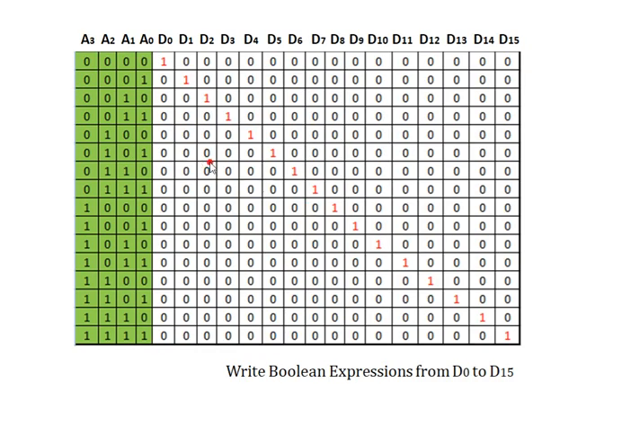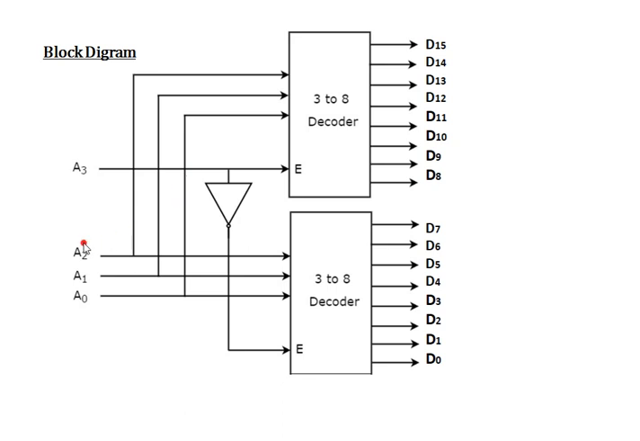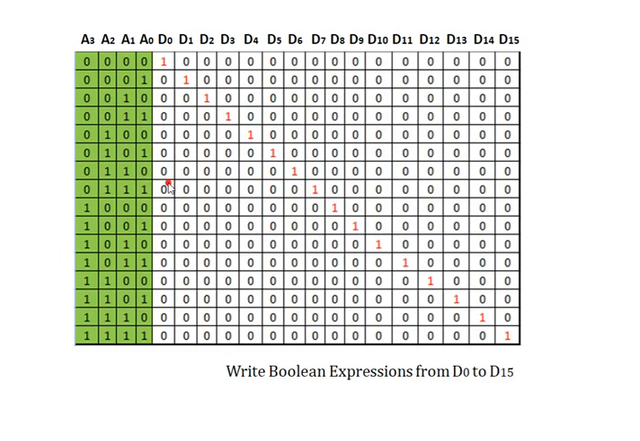Observe the truth table. This is the truth table: A3, A2, A1, A0. If we see this carefully, for 8 cases A3 is directly 0, because we know 0, 0, 0 to 1, 1, 1 gives a total of 8 cases. For 8 cases A3 is 0, and for the remaining 8 cases A3 is 1. So see here, for 8 cases I have taken A3 value 0, and for the remaining 8 cases A3 is 1.